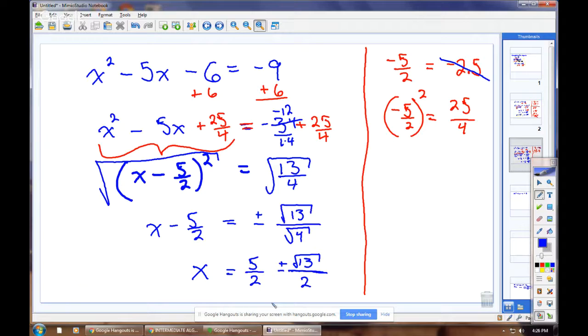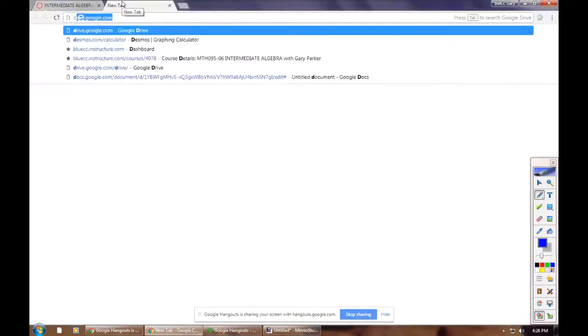Now, this is one that is actually pretty easy to check. I can check on a graphing calculator. So I'm going to get Desmos open here.